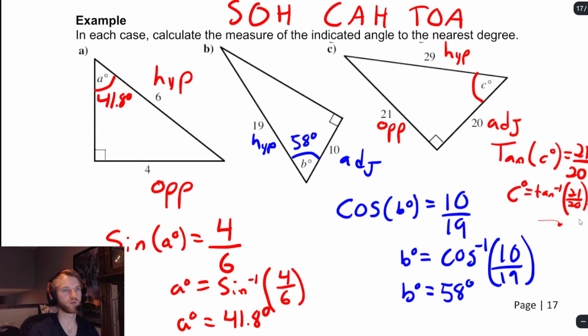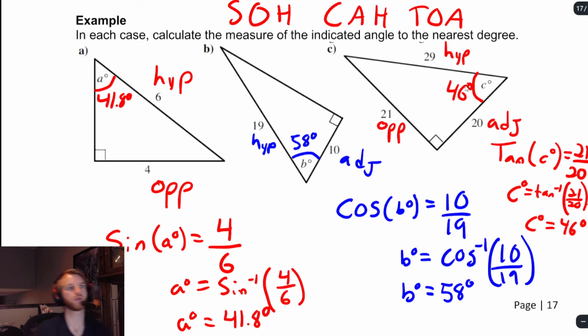So we'll put that into our calculator. Make sure you hit that second button so you hit the little -1 there. Tan inverse of 21 divided by 20 is 46.3. So we'll round to 46 degrees. So angle C is 46 degrees.